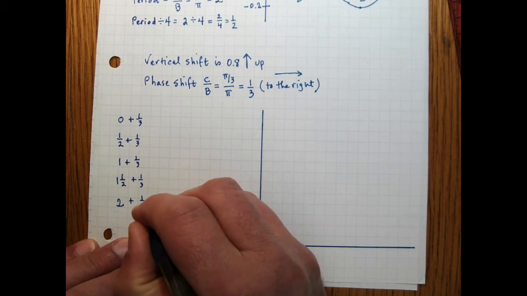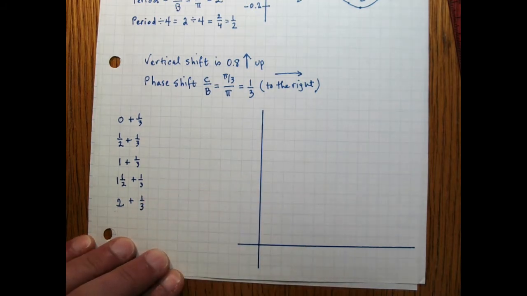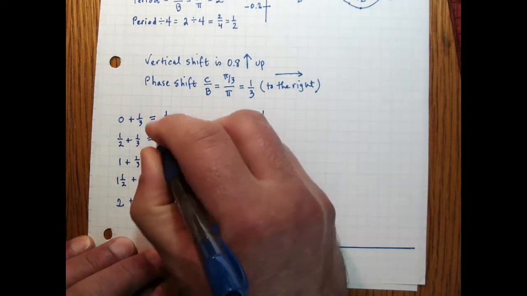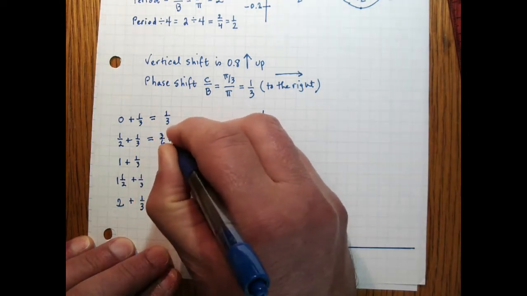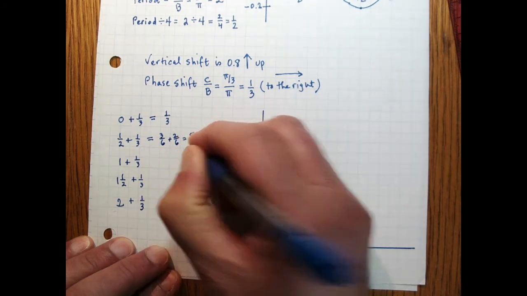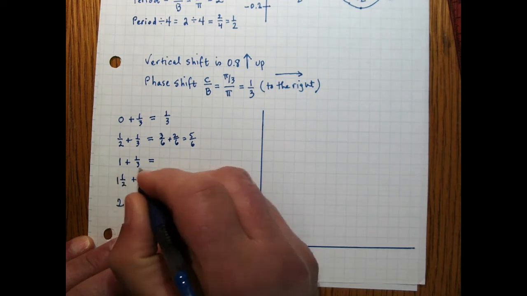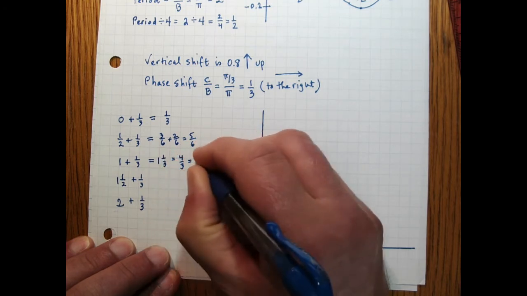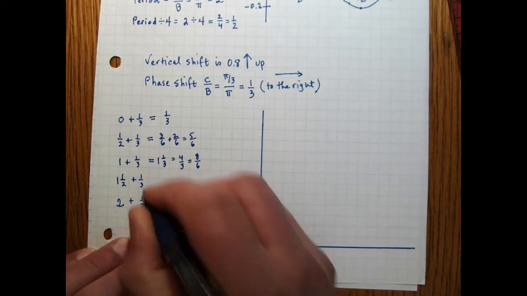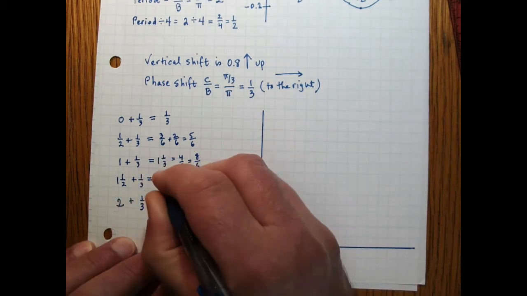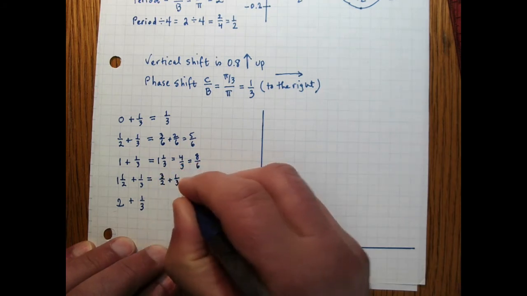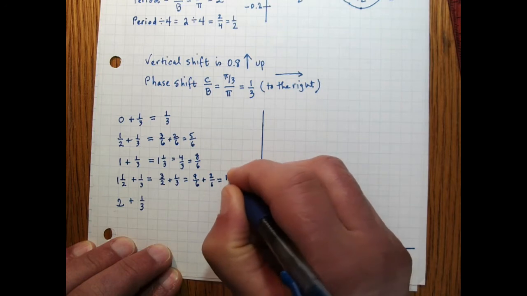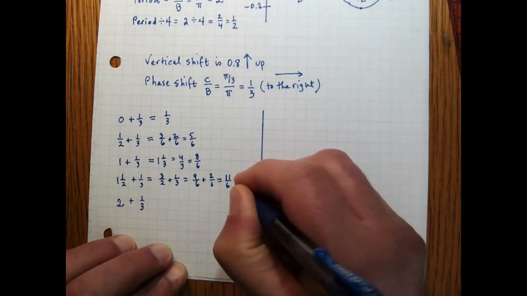And that's going to give me the important x values for one period of our final graph. 0 plus 1/3 is 1/3. 1/2 plus 1/3 is 3/6 plus 2/6, which is 5/6. 1 plus 1/3 is 1 1/3, or 4/3, and just for the record, I want to make sure you realize that's 8/6, right? 1.5 plus 1/3 is 3/2 plus 1/3, which is 9/6 plus 2/6, or 11/6. That's the same as 1 5/6.